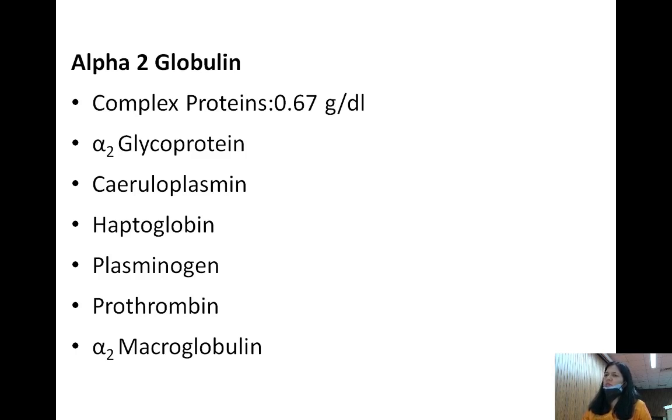It complexes with hemoglobin, and it does not allow the hemoglobin to be excreted into the urine in case there is breakdown of RBC. Clear? Prothrombin and plasminogen, these are all required for coagulation.